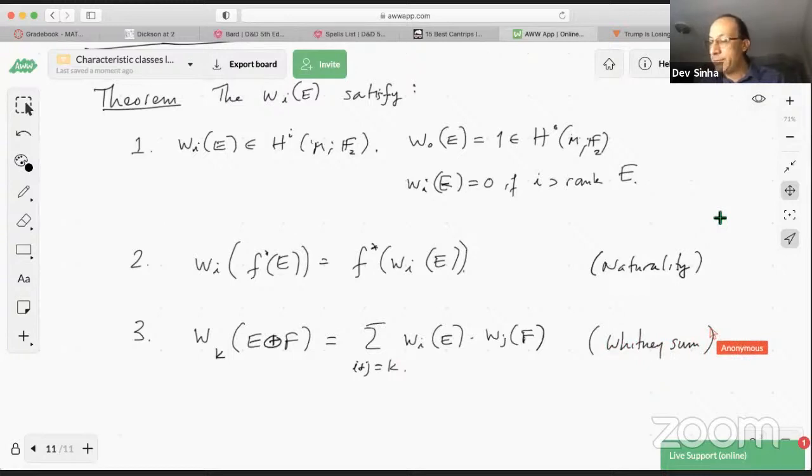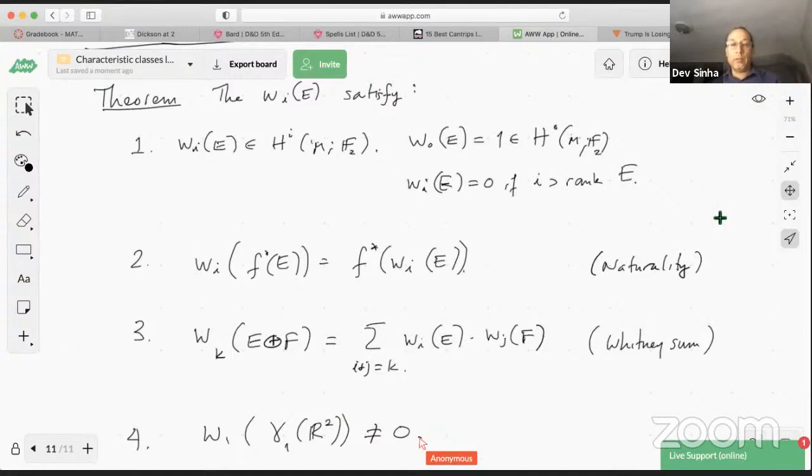And finally, kind of a funny axiom, but it keeps the theory from being trivial, defining, for example, Wi to be 0 unless i is 0, in which case it's 1. That would give this theory unless you say that W1 of this tautological bundle for V equals R2 is not 0. So this is a bundle over P1. It's the Mobius bundle. So let's just call this normalization or something like that.